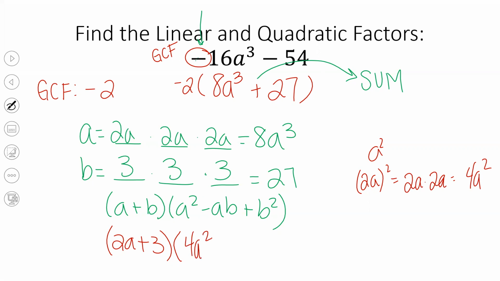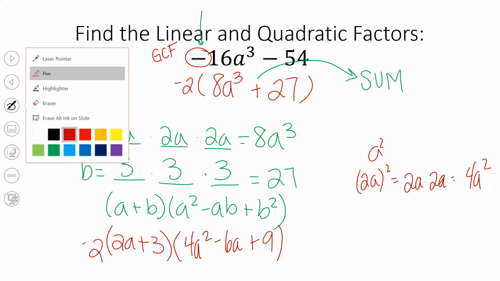A times B. What is 2A times 3? It's a -6A. Very good. B squared. My B is 3. So what is 3 squared? It's 9. Why would this answer be wrong? My GCF has to go in the very front.